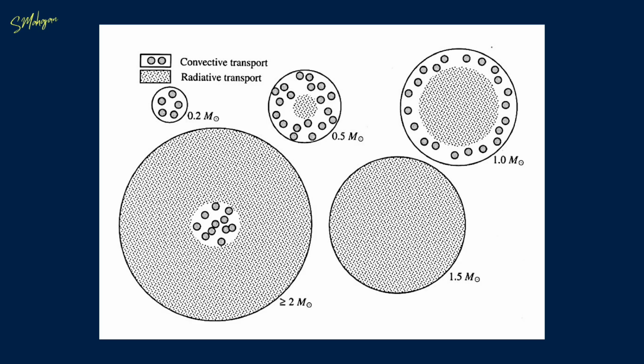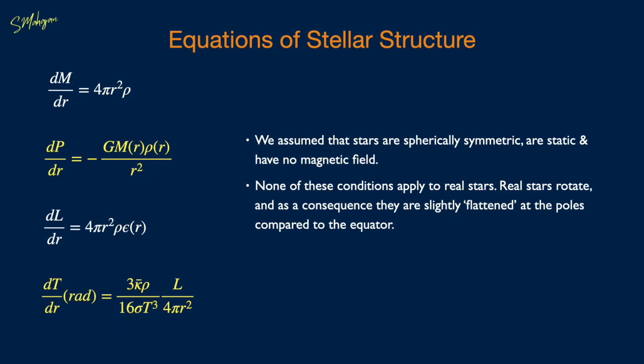These simplified calculations lead to a very simplified picture of how and where the convective zones form in stars of different masses and hence different luminosities, as shown here. However, note that while doing these simplified calculations, we made many assumptions: that stars are spherically symmetric, they are static, and stars have no magnetic field. But in reality, none of these conditions apply to real stars.